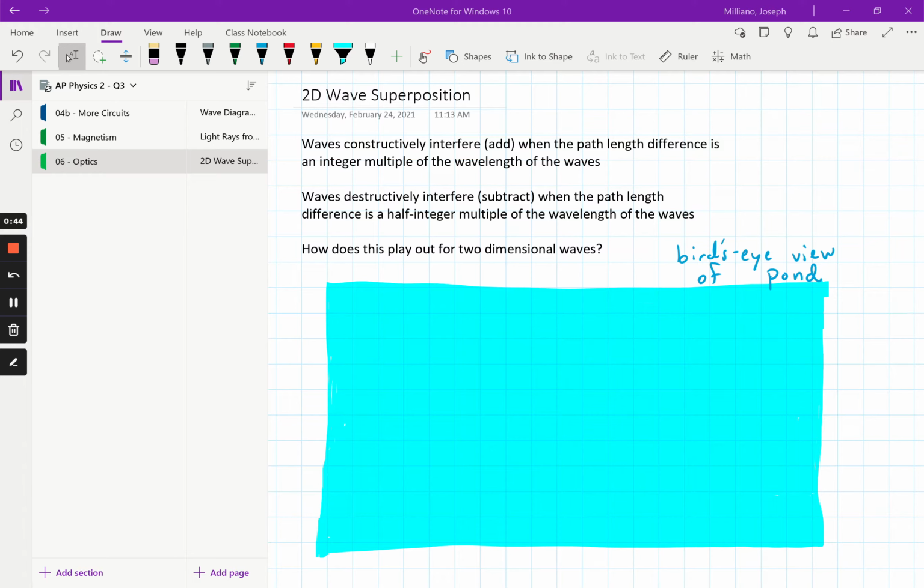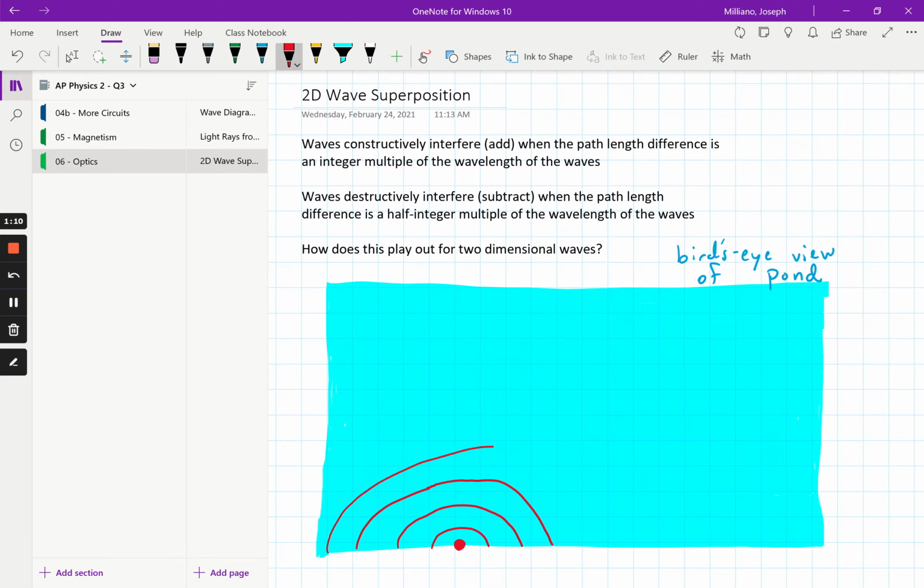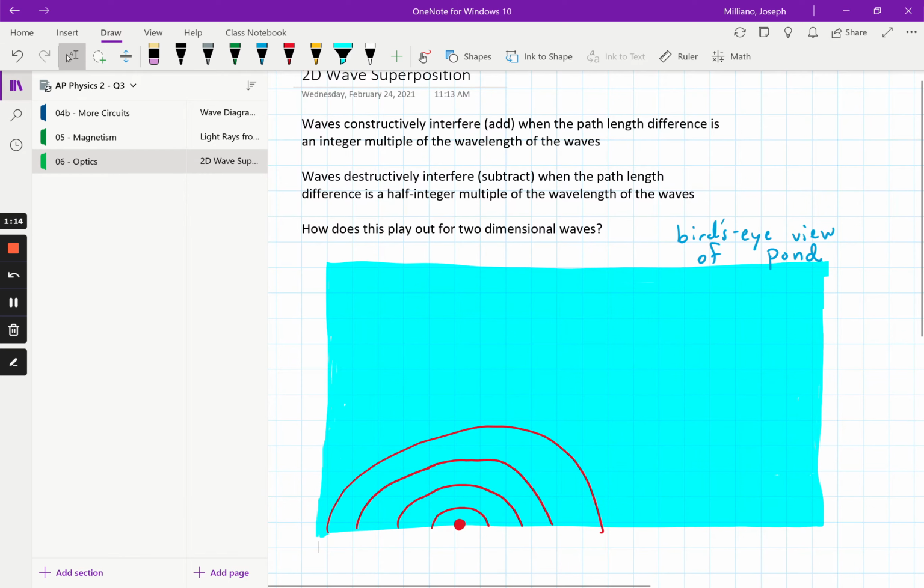The picture we have here, the blue rectangle, is supposed to be a bird's eye view of a pond. And I want us to imagine that at this location right here, I start tap, tap, tapping on the water. And each tap, a wave is going to ripple away from that source. And as I keep tapping, more and more waves are rippling out. The picture starts to look more and more like this.